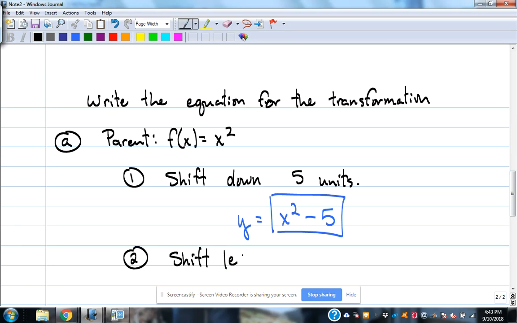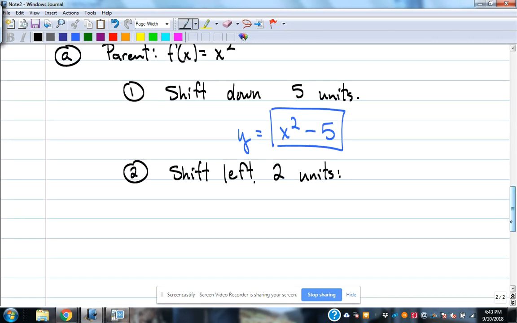With each one of these, go back to the original parent. It's not a building exercise. We're starting with x squared each time. Shift left 2 units. Horizontal or vertical? Horizontal. So anytime we see horizontal, we know that there's got to be some parentheses involved. What are we going to do to shift it left 2 units? Add 2. Good job. Not hard at all.